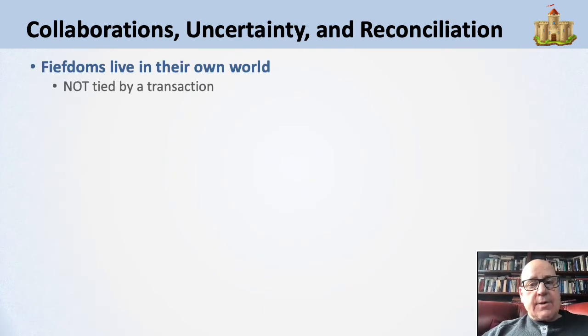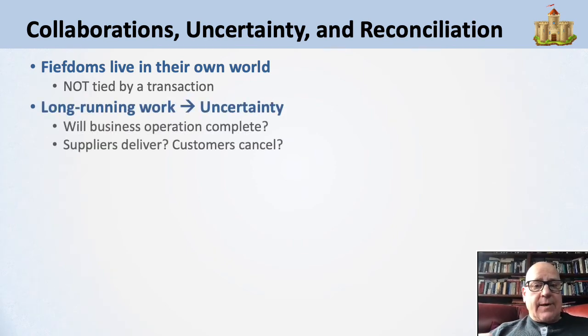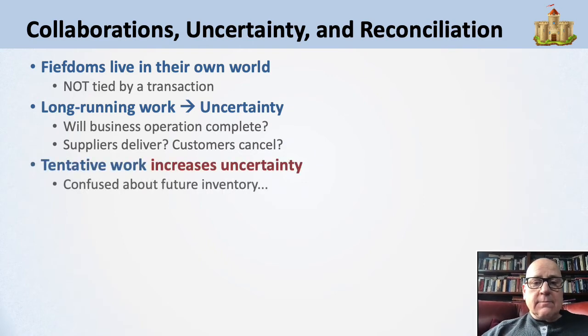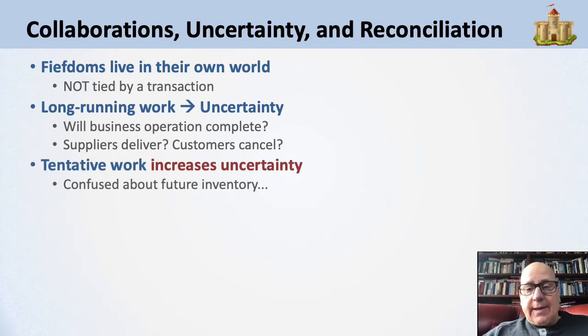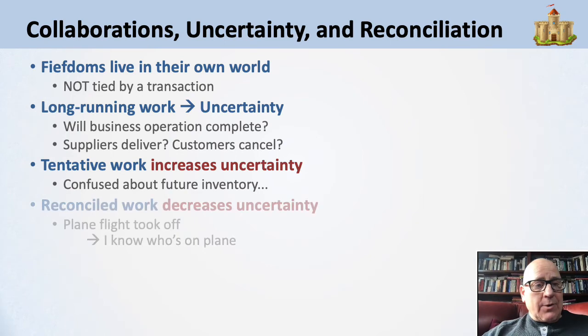Collaborations, uncertainty, and reconciliation. Fiefdoms live in their own world. They are not tied to a transaction. But if I'm doing multiple things of ongoing work and I'm doing them across complex things, like suppliers of my parts, the customers buying my parts, I have a lot of uncertainty. Will this business operation complete? Will my suppliers deliver? Will my customers cancel? Everything I do in the beginning of a collaboration, it typically increases my uncertainty because I don't know if it's really going to happen. I don't know if I can make it all work.